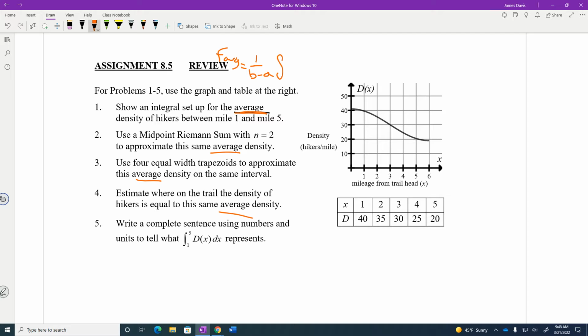So we just want to make sure we use the right notation. This function they're calling big D of x. So don't call it f of x, it's called big D of x. So we're going 1 to 5, so 1 over 5 minus 1, integral from 1 to 5, big D of x dx.